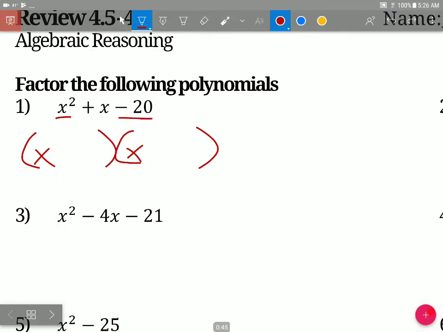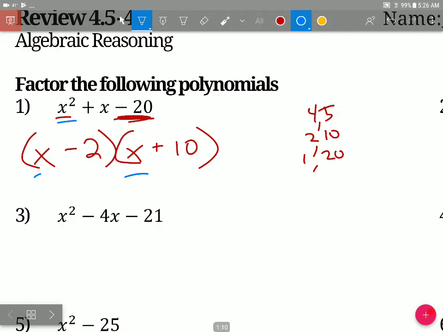Or two things that multiply to 20. Okay, so there's a lot of things. There's 4 and 5, there's 2 and 10, there's 1 and 20, there's several options. But in this case, let's just try one. So let's say 2 and 10, and it's a negative 20. So I'm going to do positive 10 and negative 2. Okay? So that's my guess. So I've got the left side multiplies to the left, the right side multiplies to the right. Okay? So those are both true.